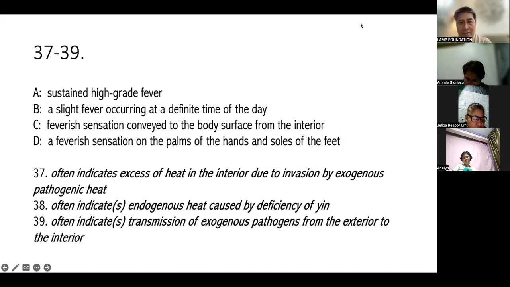Okay, let's go to number 39. Number 39 often indicates transmission of exogenous pathogen from the exterior to the interior. Letter A, Doc, sustained high-grade fever. So, Doc, the transmission of the pathogen comes from the outside and has entered the interior. That is why there is a high-grade fever. Their fever is very high now. Okay.